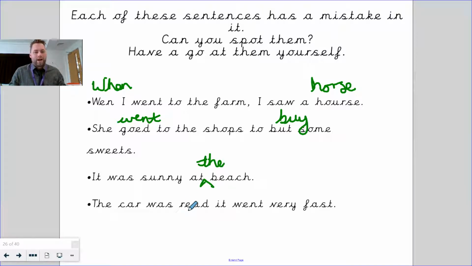The car was red. It went very fast. So red should be spelled like that. We need a full stop there. That should be a capital letter. It went very fast. So well done if you got all of them right.